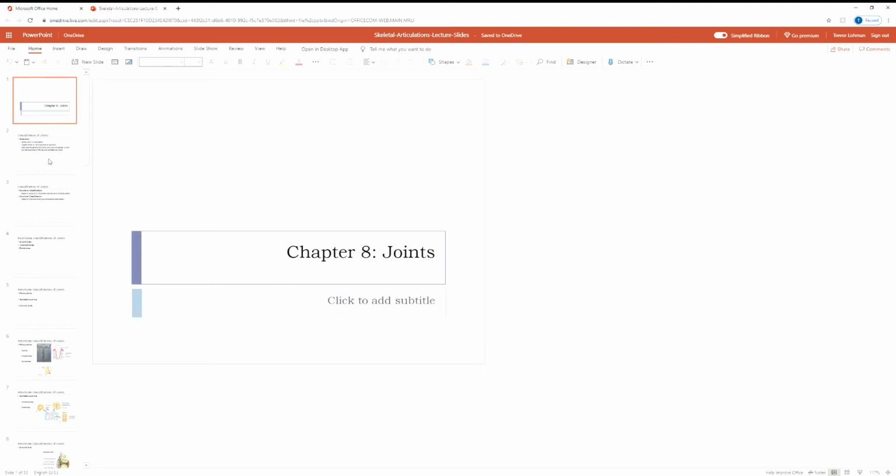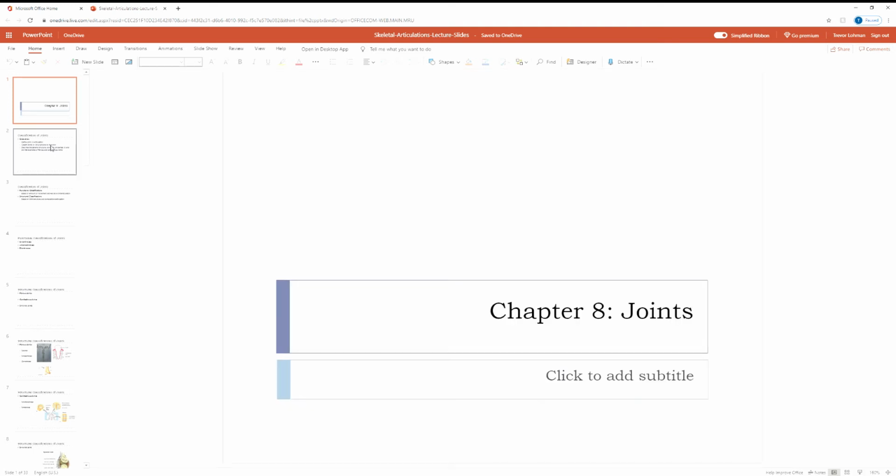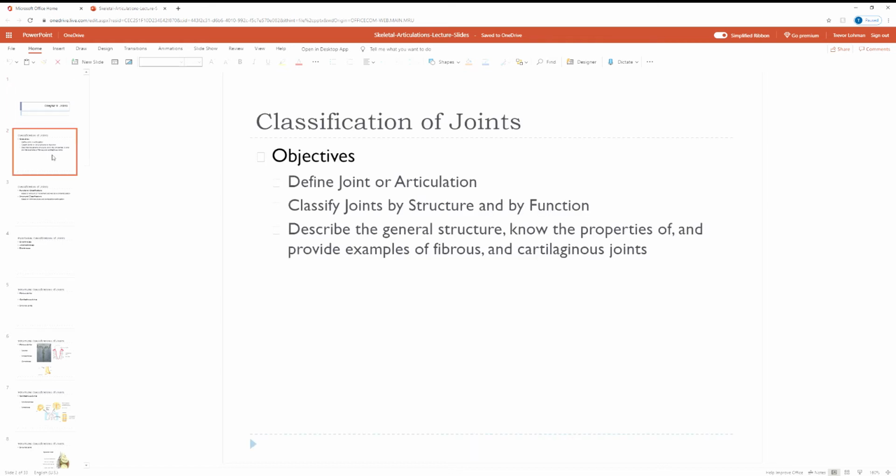This chapter, we're going to be talking about joints. So skeletal articulations are any place that two bones come together and articulate or touch. And there can be movement occurring at those joints, or there may not be movement occurring at those joints. So we're going to, in this first section here, define a joint. An articulation is another term. We've already defined a joint. It's where two bones come together and articulate with one another.